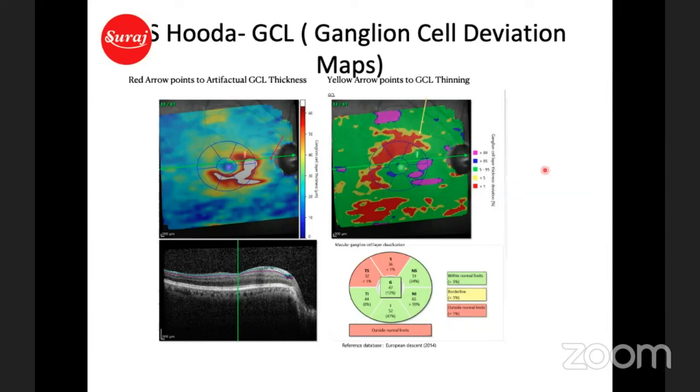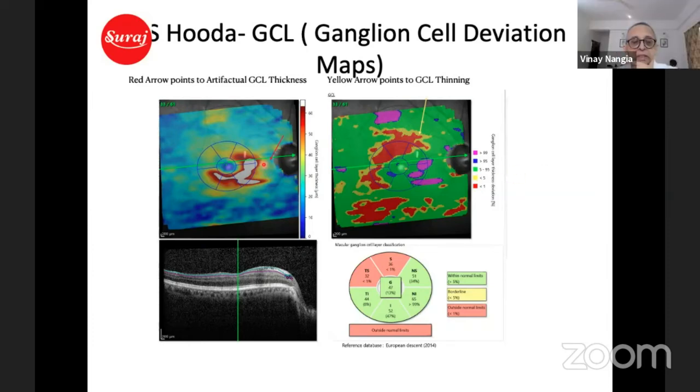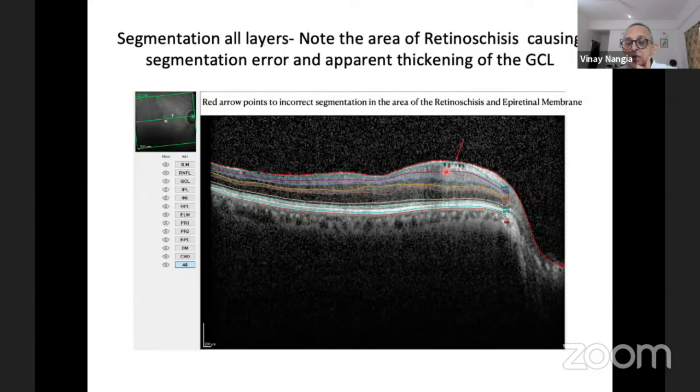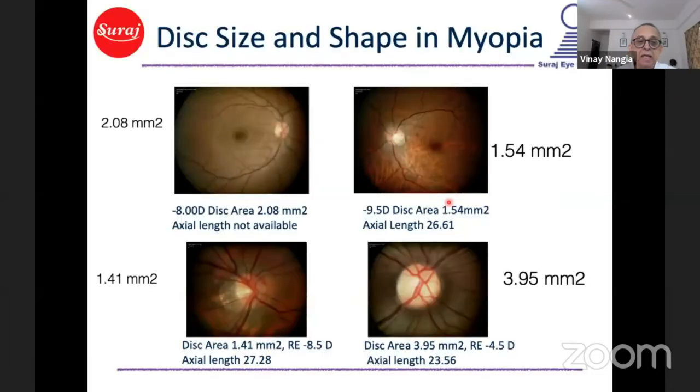So 2 minutes more. Okay, so you can see that even though there is significant thinning, the ganglion cell heat map and the deviation map show increased thickening in this area. The reason for this increased thickening is that there are almost fluid spaces, which one might call retinoschisis, in this area, causing incorrect segmentation and the appearance of thickening of the ganglion cell layer. So the disc size differs significantly in myopia, and sometimes it doesn't show a correlation with high myopia.